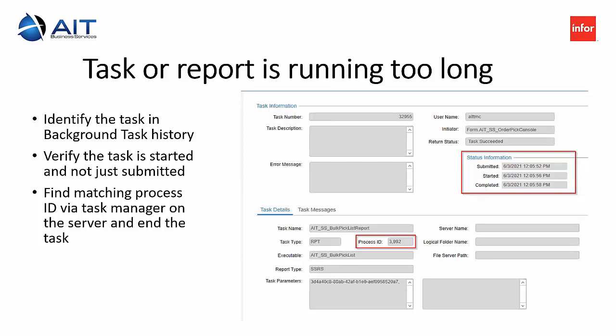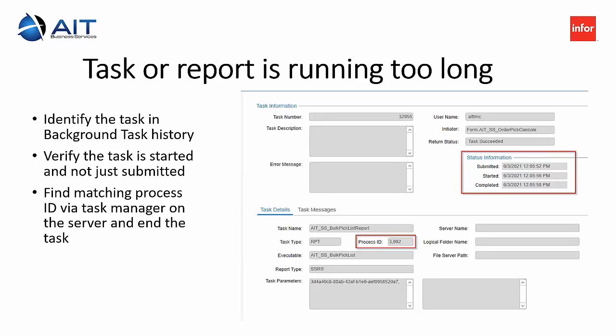If the task is submitted but not started, this typically indicates an issue with the Taskman service, in which case a restart of this service will get your reports moving again. After reviewing all the information, if you've determined the report does need to be stopped, you can find the matching process ID via the task manager on the utility server and end it there. It should match with this process ID that you see here on the background task history form.